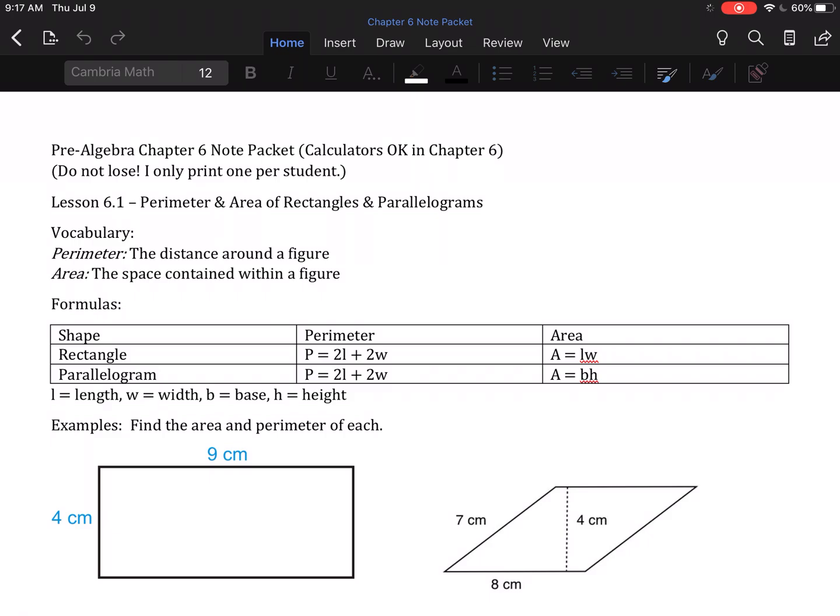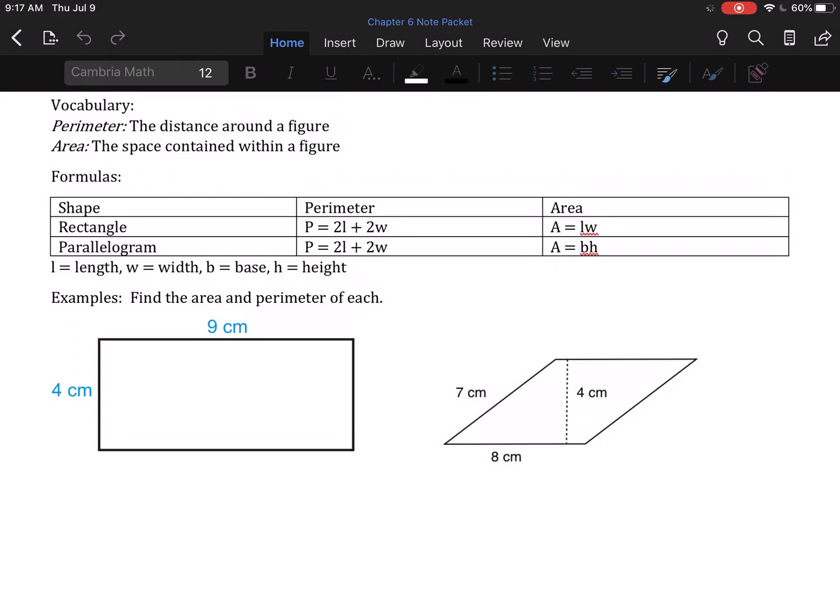Perimeter is the distance around a figure, and area is the space contained inside of a figure. We have some formulas here, and they're essentially the same. To get the perimeter of a rectangle, you add up the two lengths and the two widths. Parallelogram is the same. For a rectangle, its area is length times width, and for a parallelogram, it's base times height. The only difference between the two is on a rectangle, the base and height are length and width, they're perpendicular. On a parallelogram, the height is going to be shown using a dashed line.